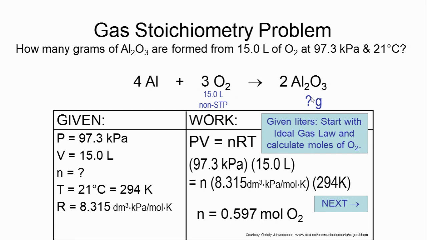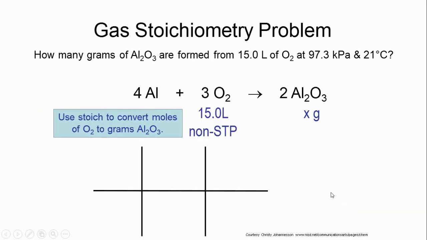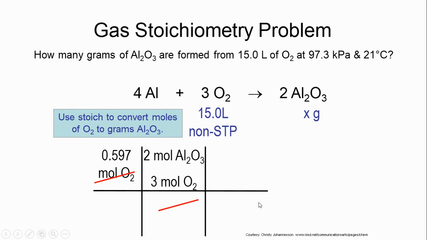Now, based on 0.597 moles of oxygen, I can get the mass of aluminum oxide. I'm going to go to a new sheet of paper to do that. So we took this information and we determined that 15 liters of oxygen under this condition corresponded to 0.597 moles of oxygen. Now I'm going to do regular old stoichiometry using the coefficients from the balanced equation. 3 moles of oxygen goes on the denominator, will produce 2 moles of aluminum oxide on the numerator. So that didn't line up very good, but it should say 2 moles of aluminum oxide on top, 3 moles of oxygen on the bottom, moles of oxygen cancel.